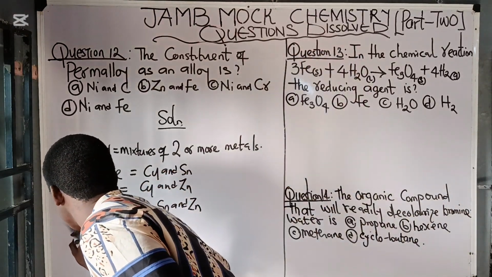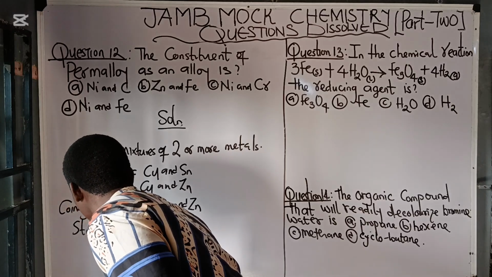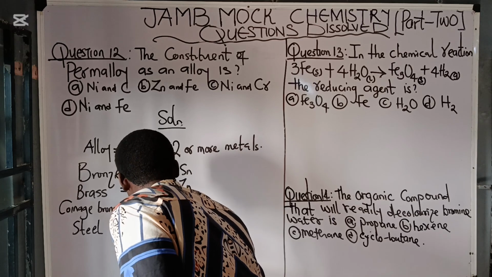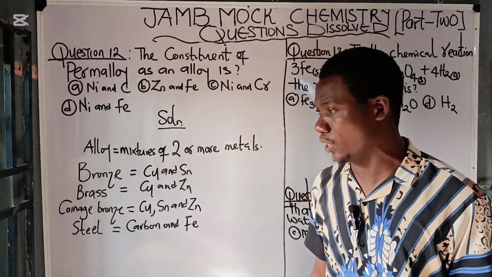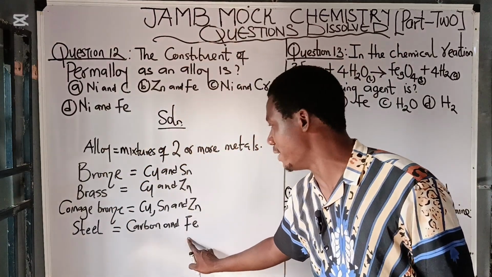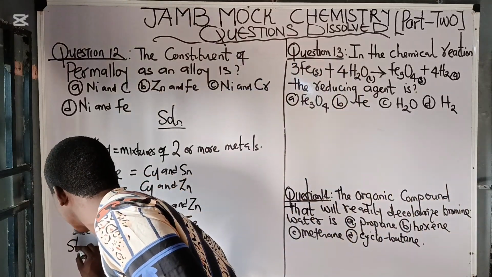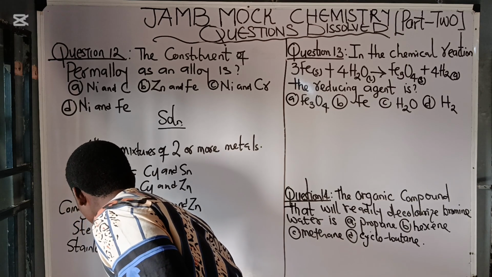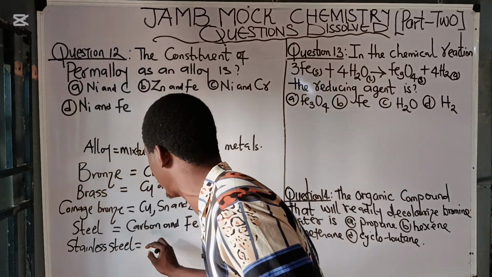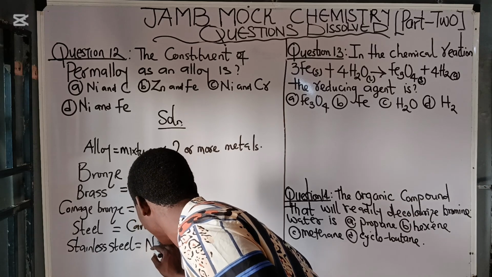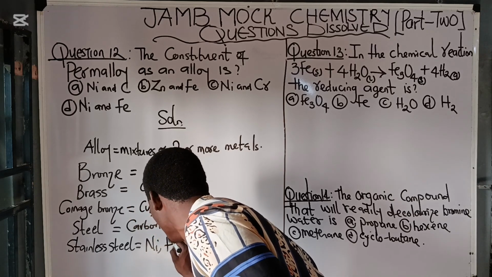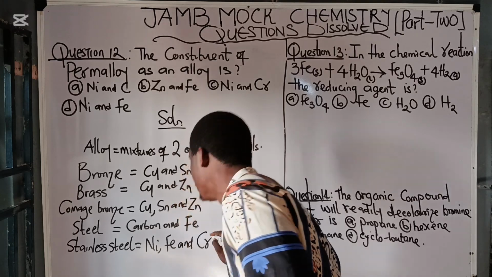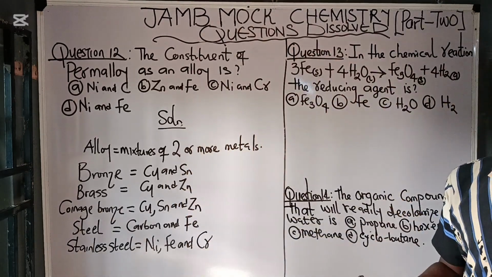Now we have what we call steel. What is the constituent of a steel? Steel comprises of carbon and iron. Take note of that. This is the constituent of steel. It contains carbon and iron. Then we have what we call a stainless steel. A stainless steel is the combination of what? Nickel, iron, and then you have chromium. Take note of that. This is the constituent of a stainless steel.